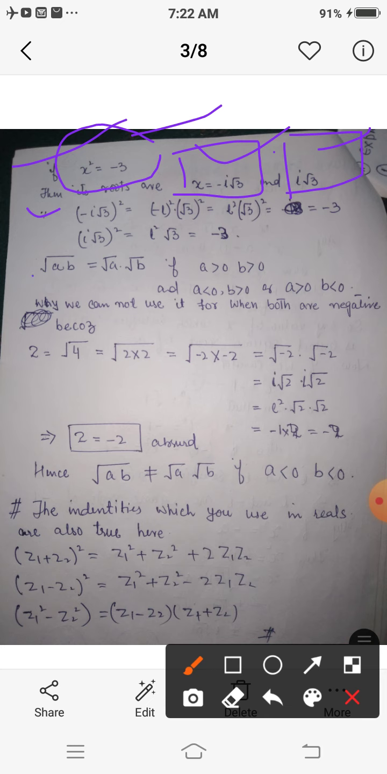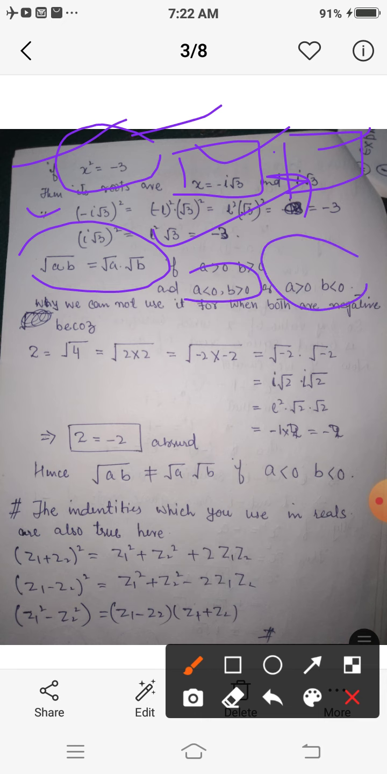You know that for square roots of any two positive numbers, root a b equals root a root b, if a is greater than 0, b is greater than 0. This means that if we have two positive numbers, then the square root of their product equals the product of square roots. It also holds if either one is 0, or if a is less than 0 and b is greater than 0, or a is greater than 0 and b is less than 0.